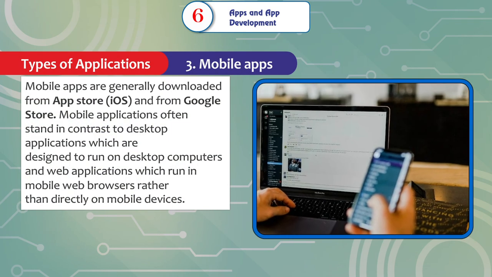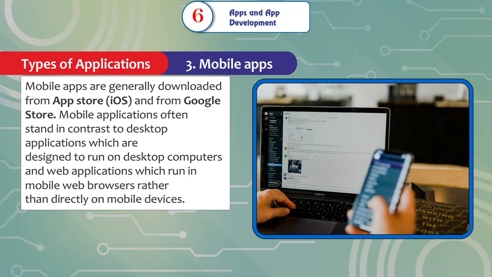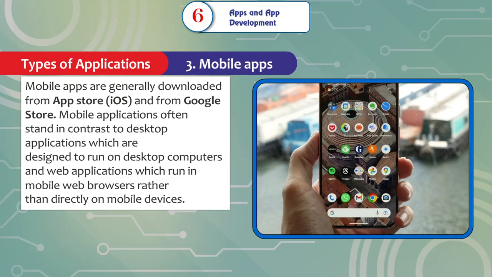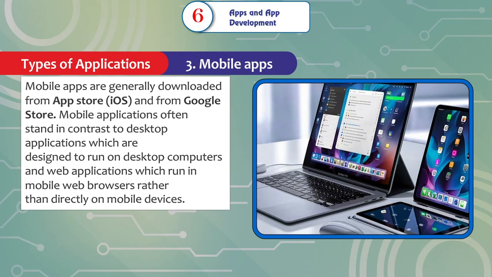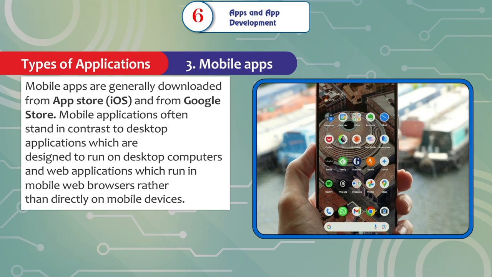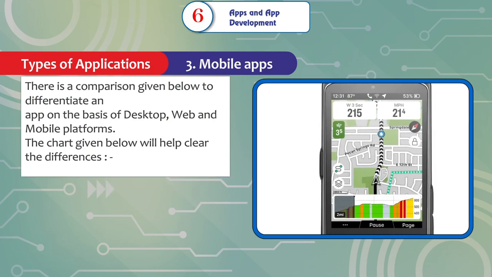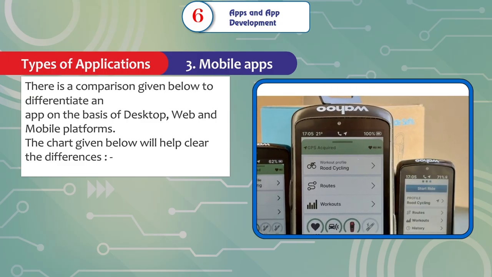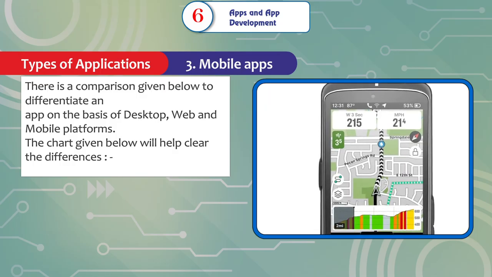Mobile apps are generally downloaded from App Store, iOS, and from Google Store. Mobile applications often stand in contrast to desktop applications, which are designed to run on desktop computers, and web applications which run in mobile web browsers rather than directly on mobile devices. There is a comparison given below to differentiate an app on the basis of desktop, web, and mobile platforms. The chart given below will help clear the differences.